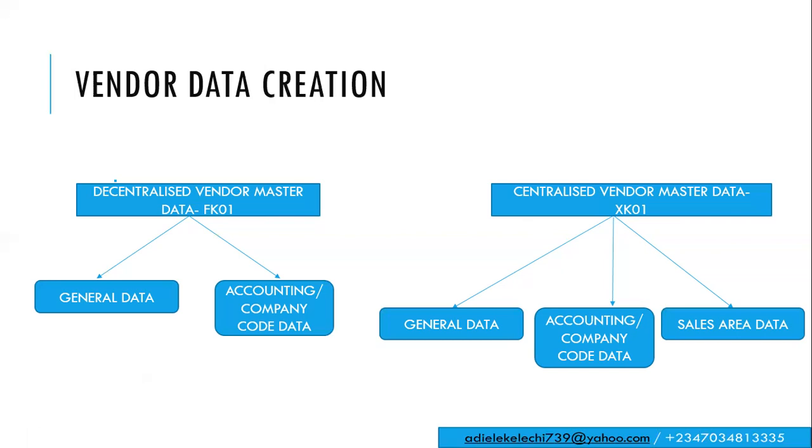If you want to create your vendor master data at the centralized level, you have to create the three different areas. You have the general data, company code data, and your sales or your purchase area data. This is a complete master data. This doesn't just have FI, it has both. The sales area data is related to the SD part, which is your sales and distribution. The purchase organization data is related to your MM, which handles procurement and logistics.